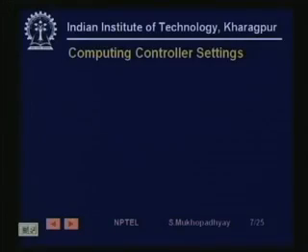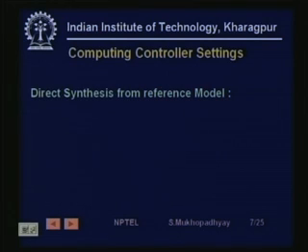Now we come to the question: having selected these controller types, how do we select particular controller settings? So there could be various ways. For example, the first one is that, somewhat ideally, suppose you assume that the process plant model is exactly known. It can be nicely expressed by a transfer function.